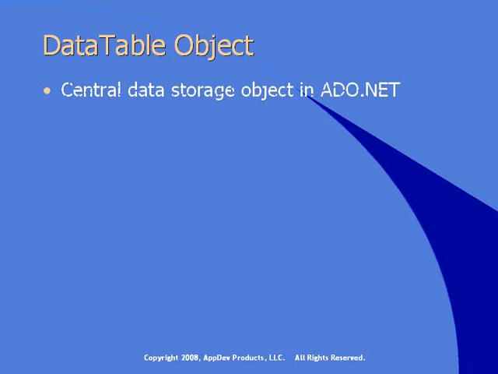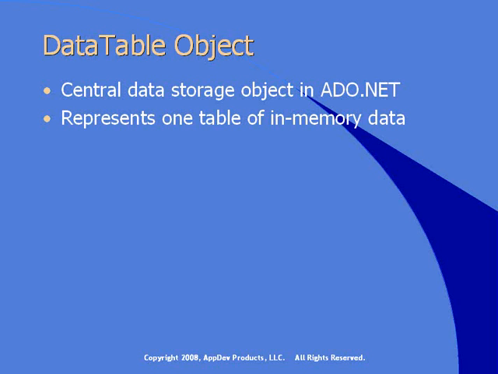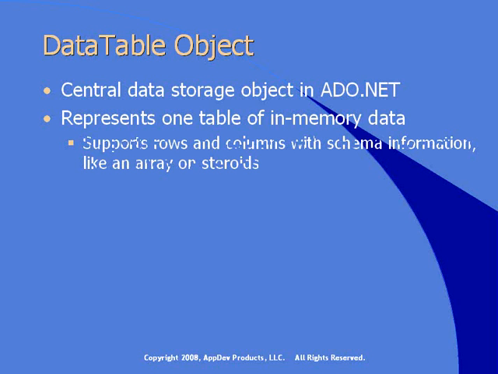We'll start by looking at the data table object, which is really the central data storage object in ADO.NET. A data table represents one table of in-memory data. It supports rows and columns with schema information like an array, a very fancy array. But remember, the data table can contain data from more than one physical table within your data source. It can have joined data or grouped data. Whatever the case is, a data table is just a rectangular set of rows and columns.